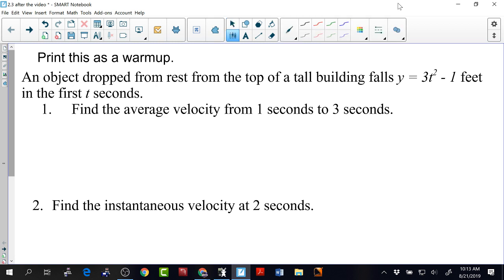This is section 2.3, well, this is actually not 2.3. An object dropped from rest from the top of a tall building falls y equals 3t squared minus 1 feet in the first t seconds. Find the average velocity from 1 second to 3 seconds. So we have the 2 points.